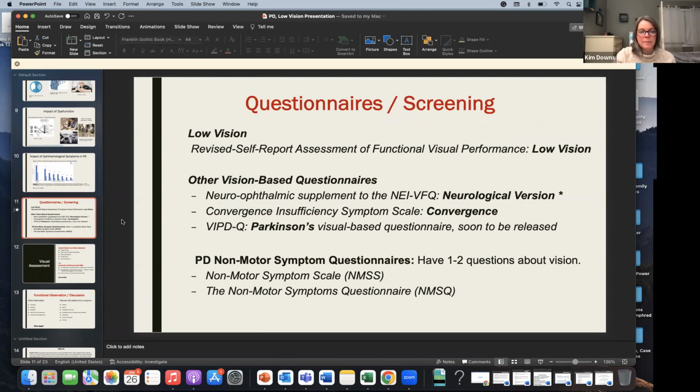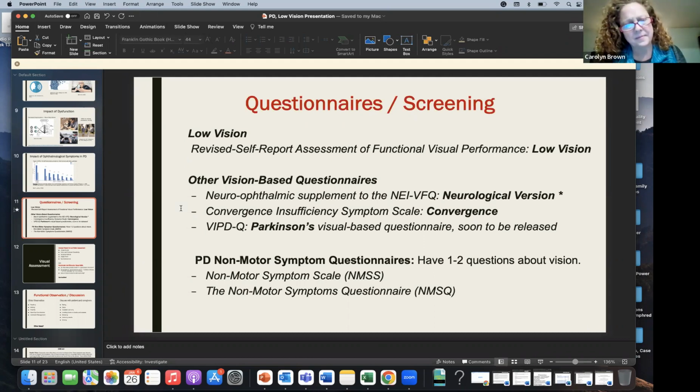Here's the questionnaires. Is the NEIVFQ free? Yes, that's free. Okay. You can find it. It's a little tricky. If you have trouble finding it, let me know. I have a PDF downloaded somewhere. So that you can use with any neurological diagnosis.